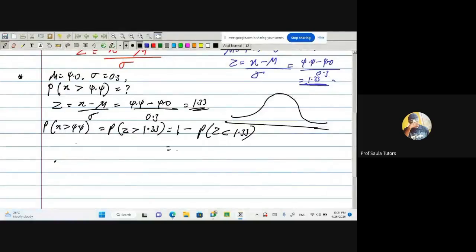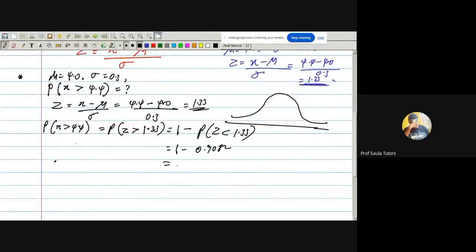So what we have here is 1 minus 0.9082. And what's my final answer? We have 0.0918. That's what you have. Are we together? Exactly, and that's it. So for 1.33, remember what we are getting is greater than, so the area from here like this is 0.0918. As simple as that. There's a way you can get this value with a calculator, other than using the statistical table. Do you know that?